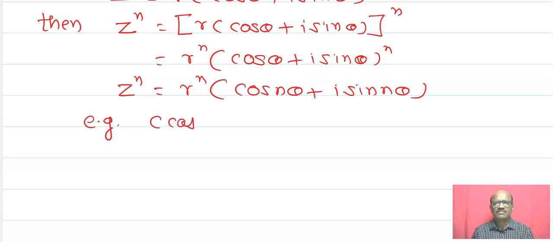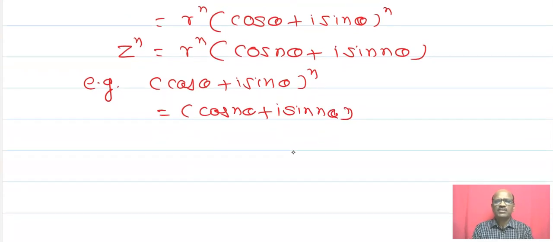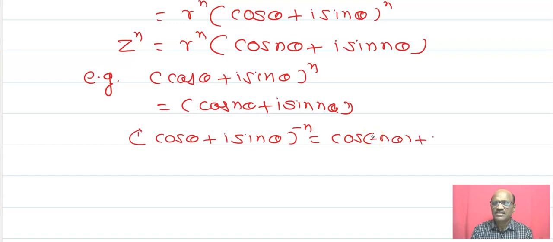For example, in bracket cos theta plus i times sin theta bracket raised to n is equal to cos n theta plus i times sin n theta. It means whatever the power, it is multiplied with the angle. If we have cos theta plus i times sin theta bracket raised to minus n, then it is written as cos of minus n theta plus i sin of minus n theta. Cos absorbs the negative sign and sin reflects the negative sign, that is cos n theta minus i times sin n theta.